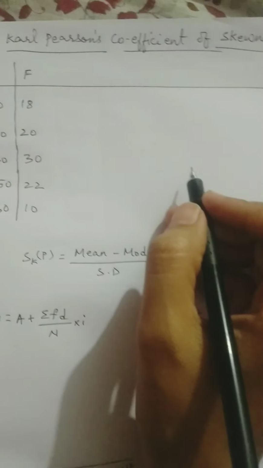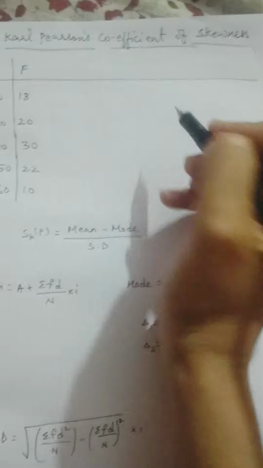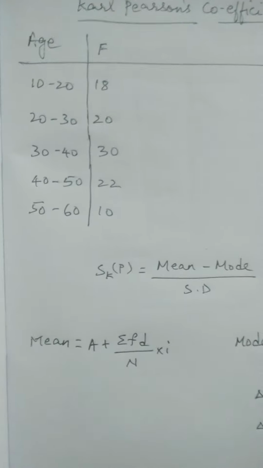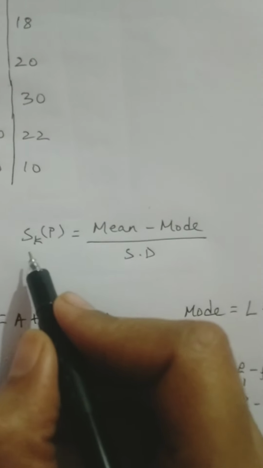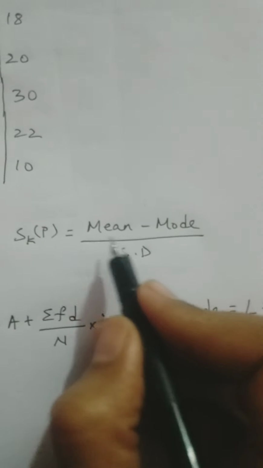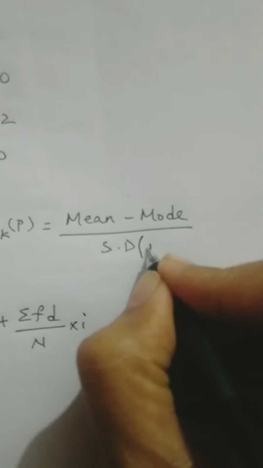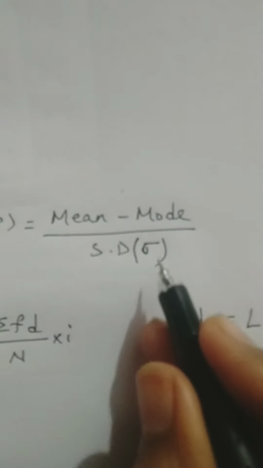In this video, I am going to discuss Karl Pearson's coefficient of skewness. This is the problem which I am going to discuss now. The formula for Karl Pearson's coefficient of skewness is (mean minus mode) divided by standard deviation. For standard deviation, you can write it as sigma also, students. Standard deviation symbol is sigma.